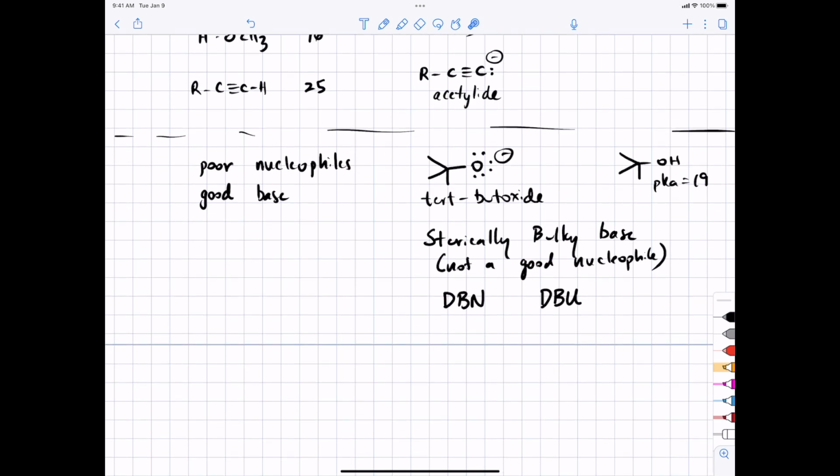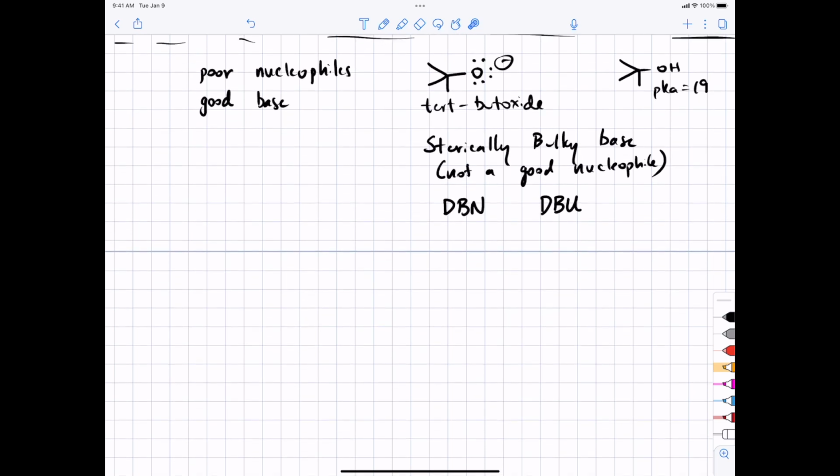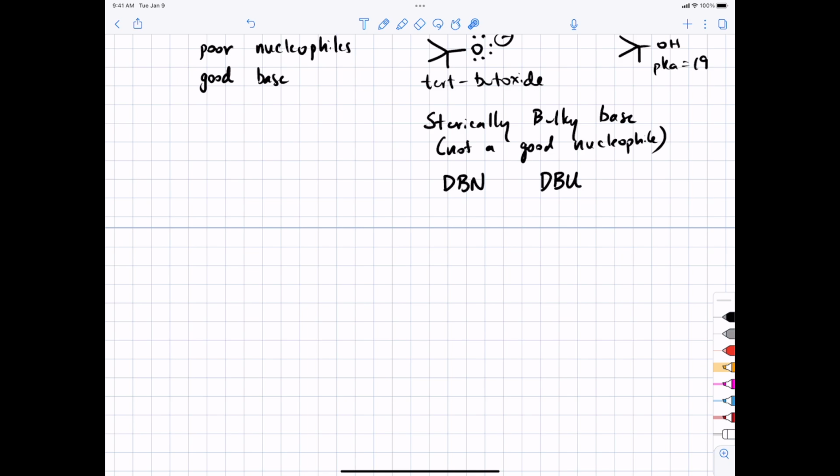So, maybe let's use our newfound knowledge to predict outcomes of some reactions. I don't know why I'm getting emotional again about chemistry. It's just so beautiful.